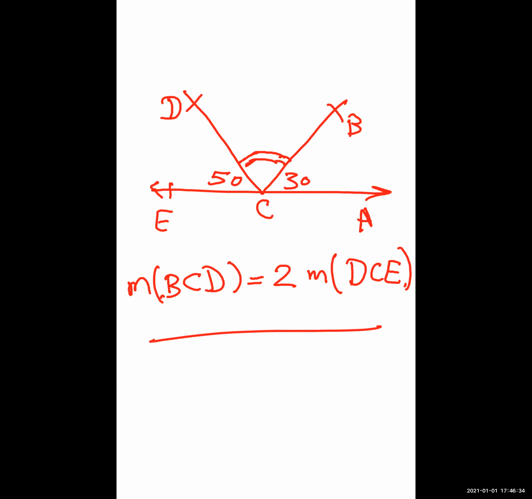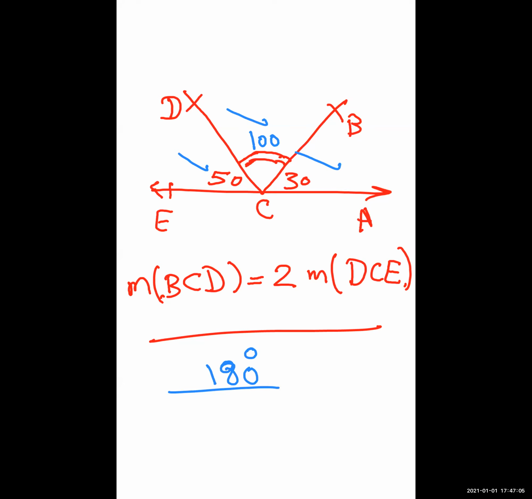Okay, now it's a given that BCD is twice DCE. So this means that this one is 50. So simply this one, of course, will be 100. Now it's 50 and 130, so 180. So the total measurement of these angles equals 180. Okay, so it's a supplementary angle. So of course, they are on the same straight line. Okay, guys?